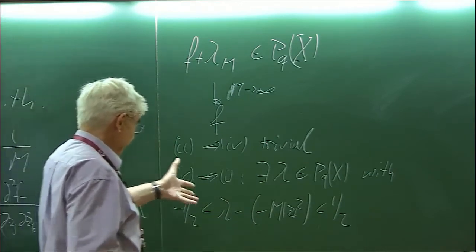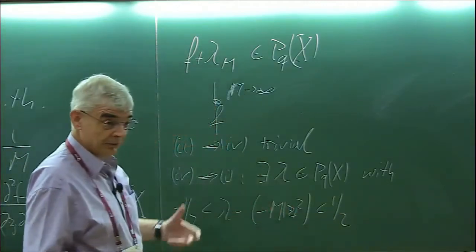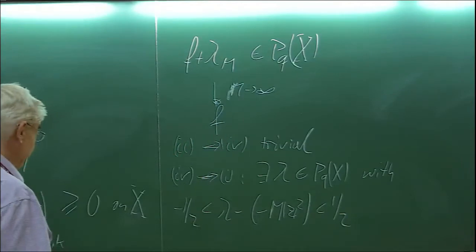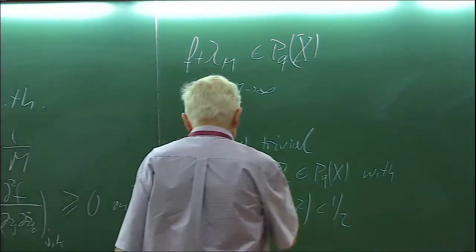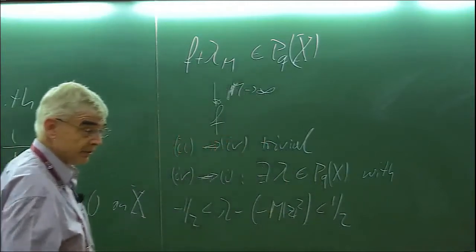Right, but 4 says I can choose my lambda or lambda sub m so that this is arbitrarily small in absolute value, so certainly I can make it between minus 1/2 and 1/2. Yeah, but now look what we've written. This is lambda plus m mod c squared.